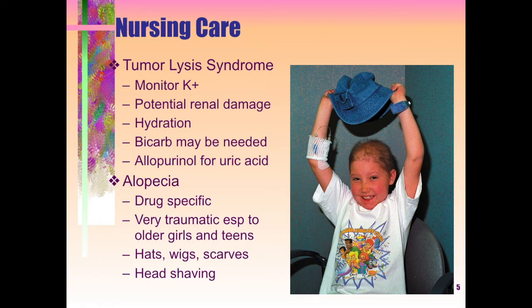You should be very familiar with the side effect of alopecia, same thing that happens in adults. It is very drug specific, and what's really unusual is that people who have straight hair that have chemo and lose their hair, it ends up coming in curly. I'm not sure why that happens. But losing the hair can be very traumatic.